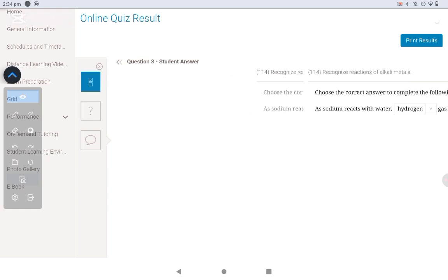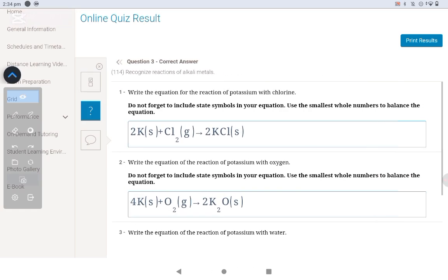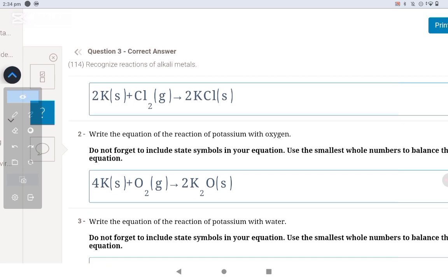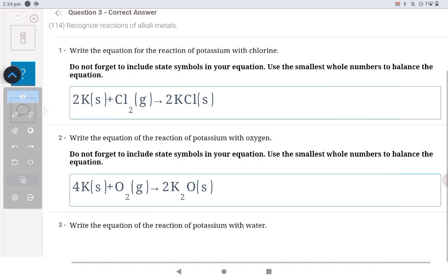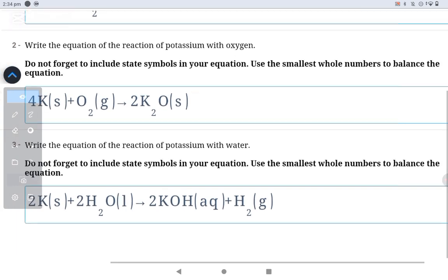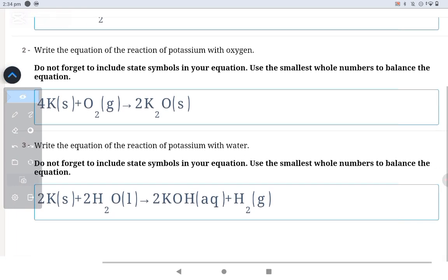For this one, I was informed that the first two questions are not going to come because we only did metal with water, although the first two are easy. So we'll be focusing on the last one. Write the equation of the reaction of potassium with water.